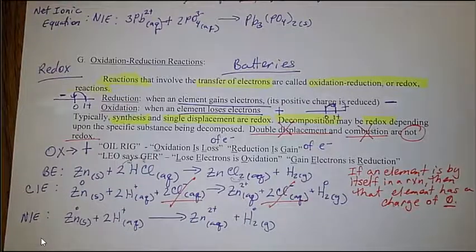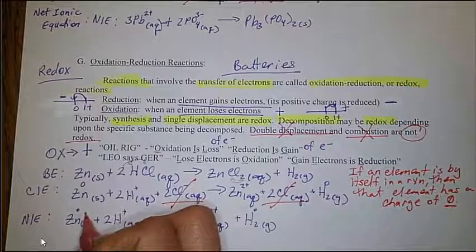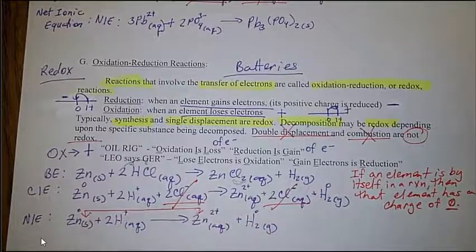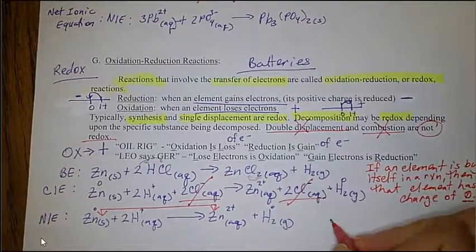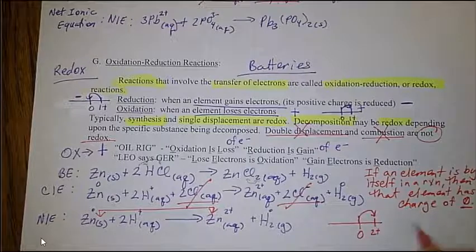Okay, so we are comparing this zinc to this zinc. And when you compare it, notice that this zinc goes from a 0 to a 2 plus. So if we actually had a number line, and we started off at 0, and we ended up at 2 plus, then are we gaining electrons or are we losing electrons? In this case, we are losing electrons, so we're becoming more positive. So this would be the one that is oxidized.